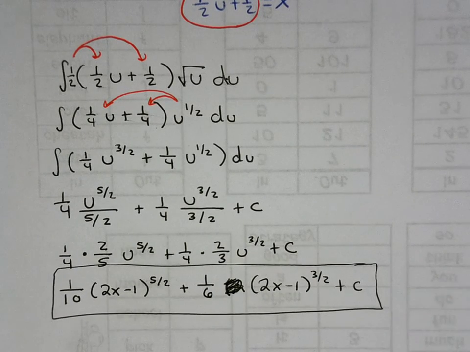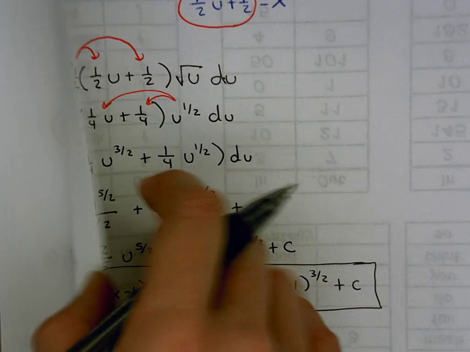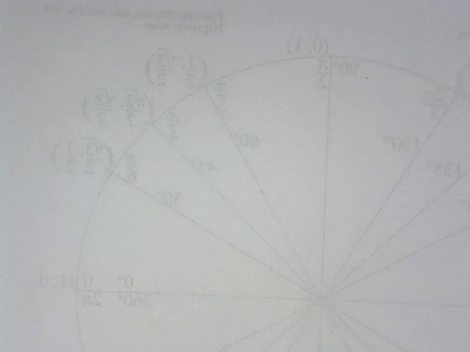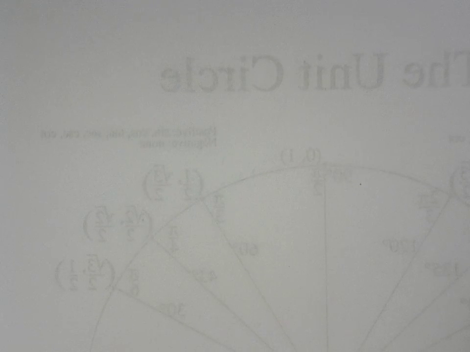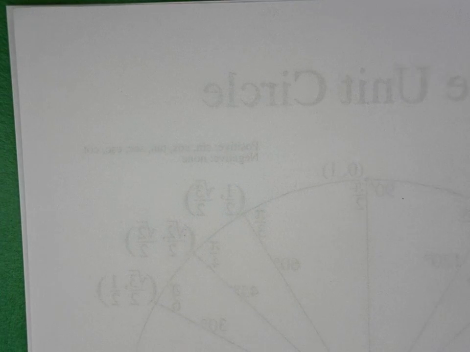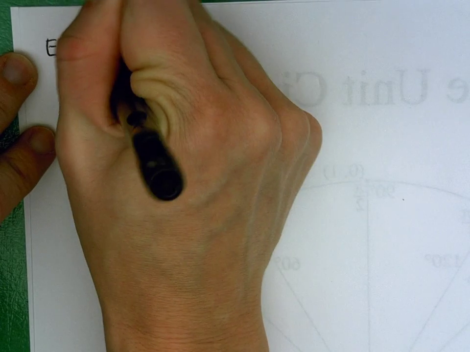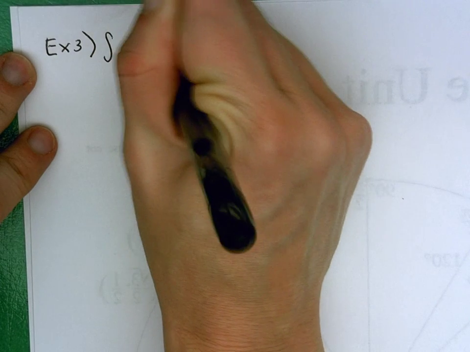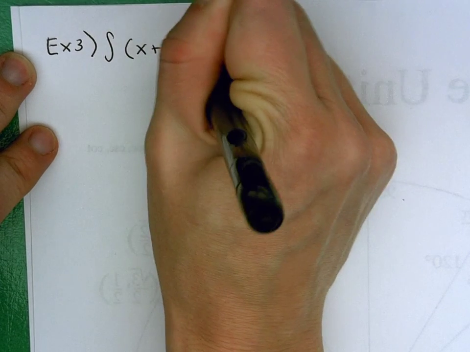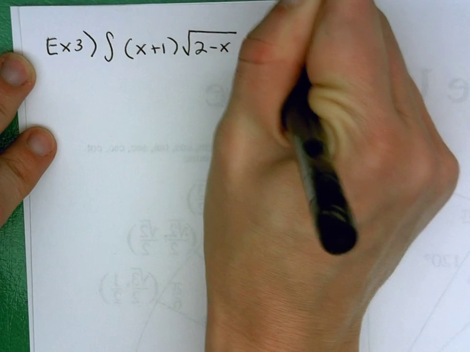Okay, so we're going to go ahead and do one more problem here. Our last problem is going to be example 3. These notes, by the way, are all on my website as well, so that if you wanted to take a look as we worked through this, or to print them off so you had them in written form, you could do that. Okay, example 3 is going to be the integral of x plus 1 times the square root of 2 minus x dx.